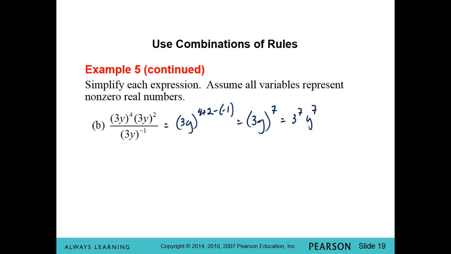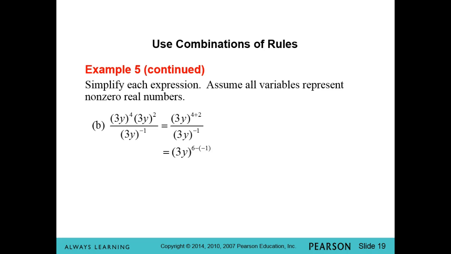Okay, so let's erase this. Remember what we said. Let's erase it and see what they say. 3y to the 4 plus 2 over 3y to the minus 1. That's 3y to the 6 minus a minus 1, which is 3y to the 7th, which is exactly what we said. Okay? Which is 3 to the 7th times y to the 7th, which is exactly what we said. And please tell me that, yes, they do.